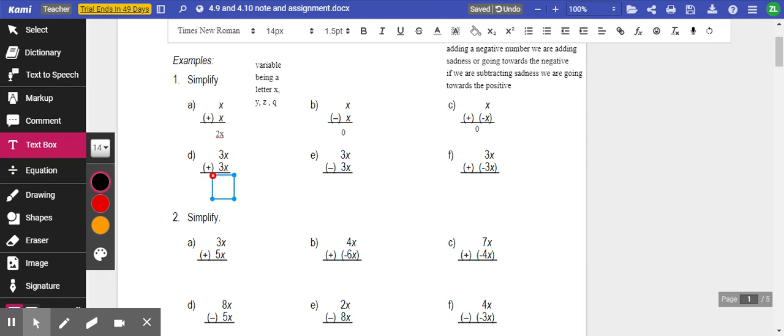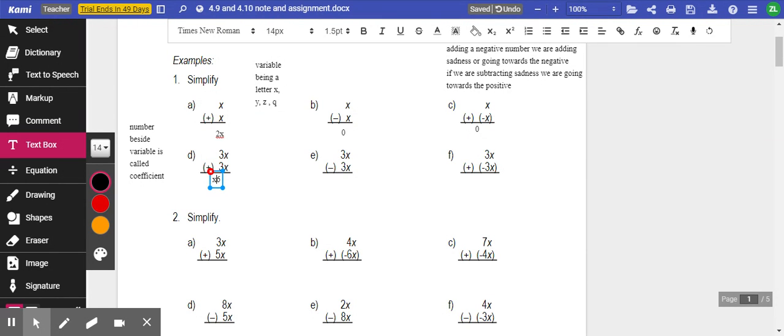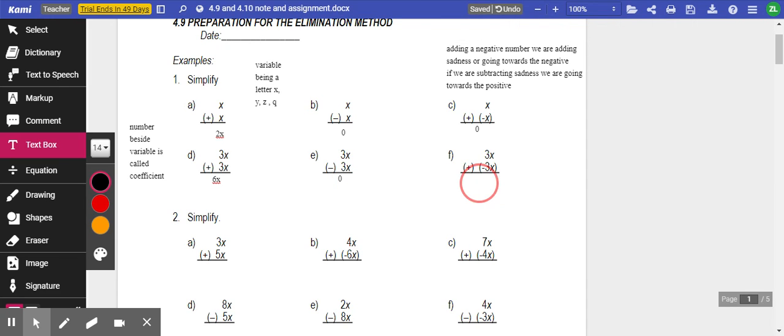Over here we have 3x plus 3x, so we just add our coefficients, or the numbers beside our variable. So number beside variable is called coefficient. Expand this box for you, okay, so that we know what that means. So we simply add those numbers, so 3x plus 3x giving us 6x. Okay, next one here, 3x minus 3x, so we have the same one, and we're subtracting those coefficients, subtracting those x's, giving us an answer of 0.